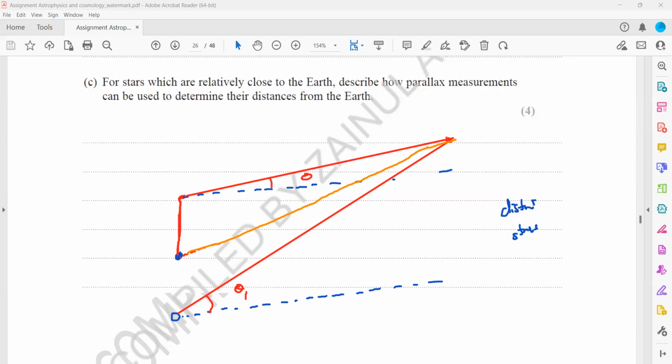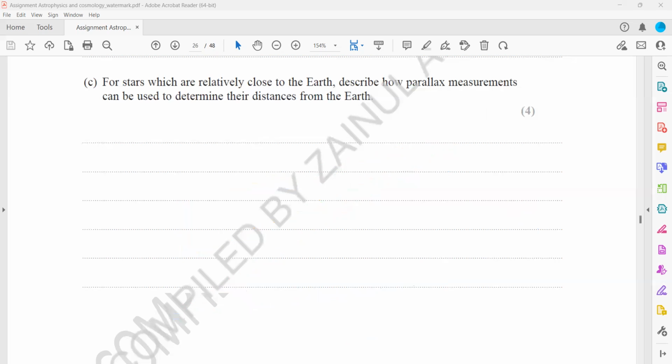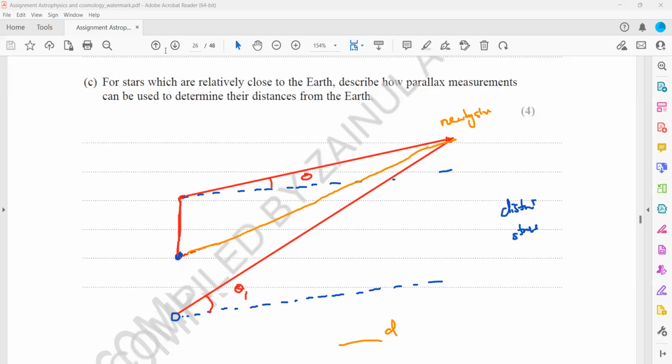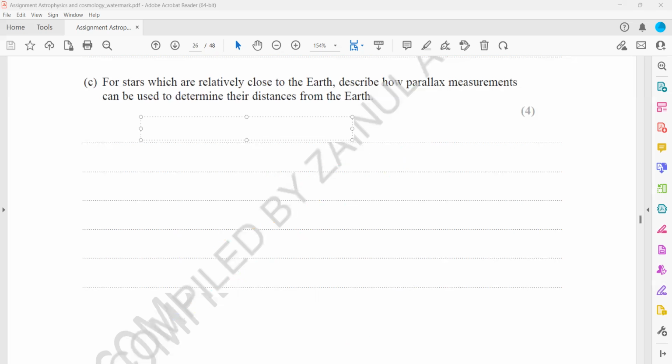If your diagram is fully annotated, you can use trigonometry to calculate d. So you can draw this diagram and you will score all the marks. But if you want to write, I prefer that you draw as well as write, in case your explanation is not complete, you will still score the mark. So what we do is view the star from two positions at a 6-month interval. So we observe the star.